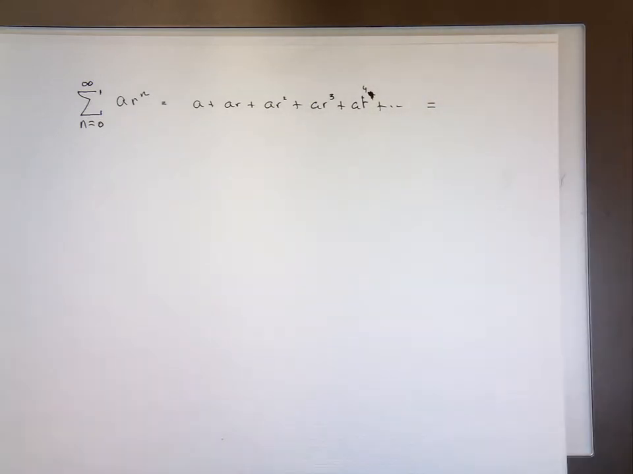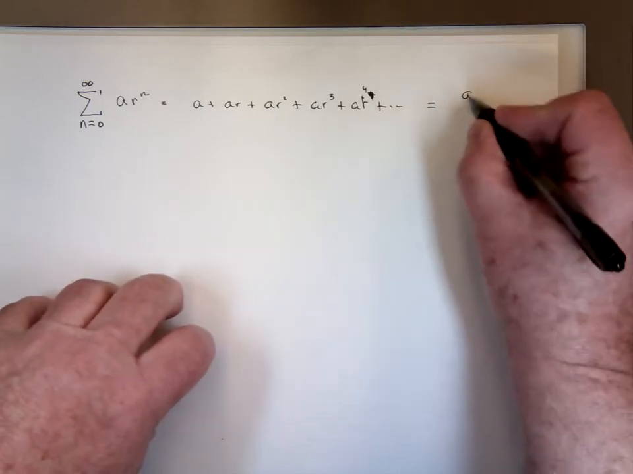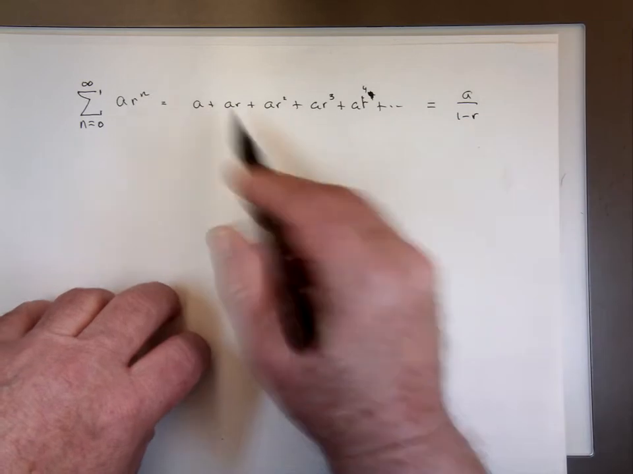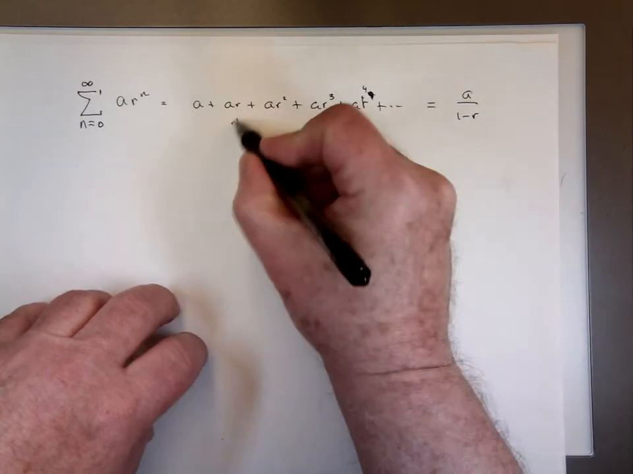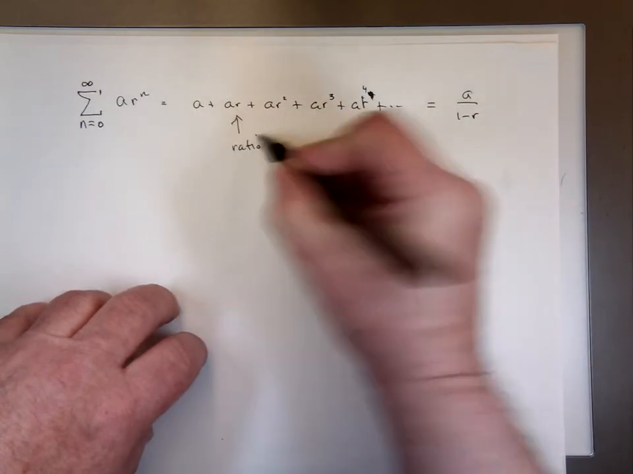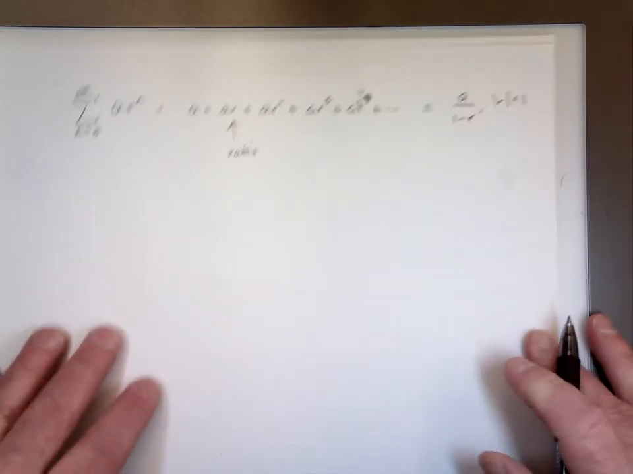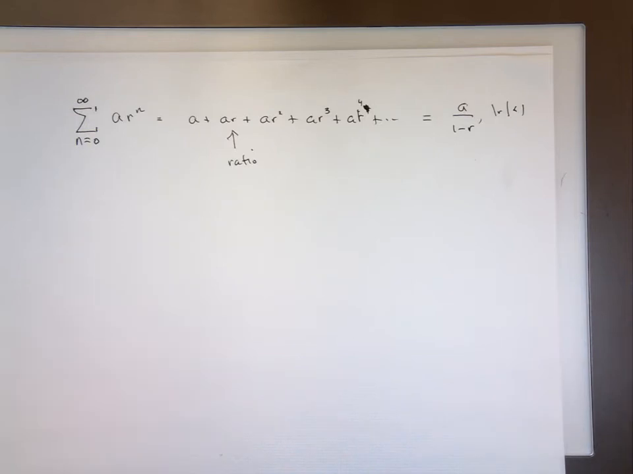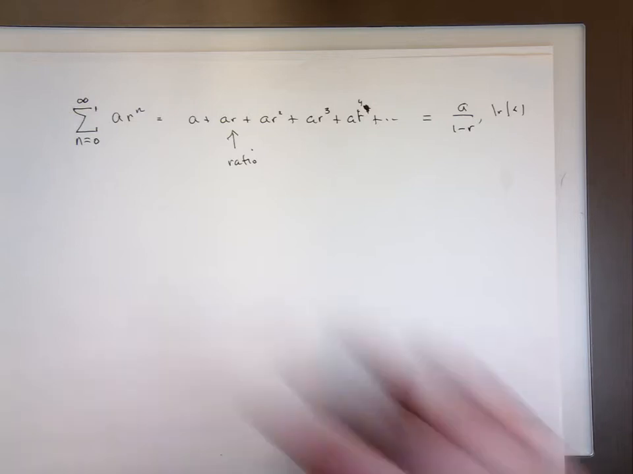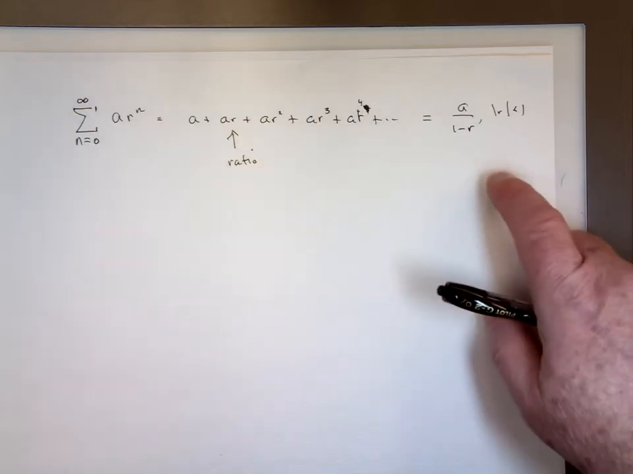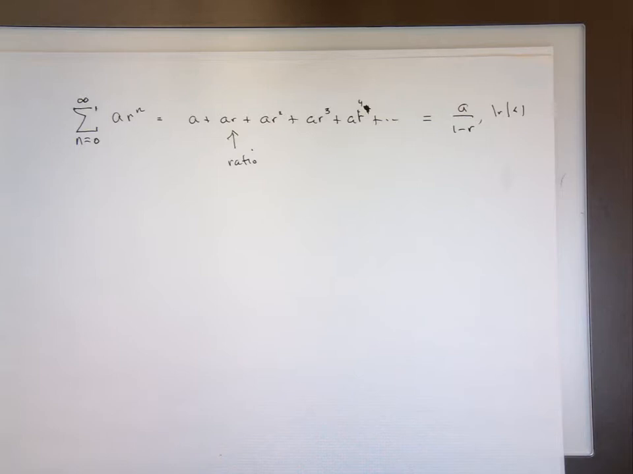Anybody know the sum of an infinite geometric series? Do you know that? That sum is a over 1 minus r. a is the first term. r is called the common ratio. And this is true as long as the absolute value of r is less than 1. Well, it depends on what the series is. I can give you one whose sum is 1.